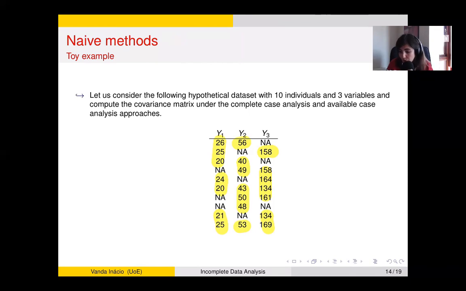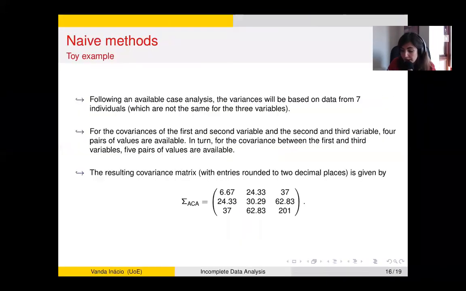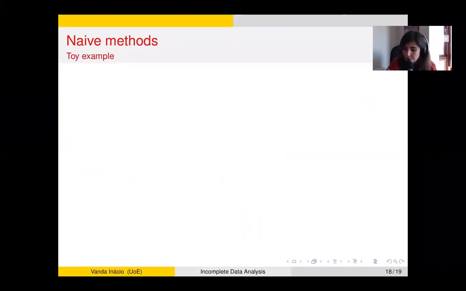So for the variance of y1, how many individuals do I have? 3, 5, 7. I have 7 individuals with available information on the y1 variable, and I will use the information from all of them to compute the variance of y1, to reproduce the first entry of our covariance matrix.